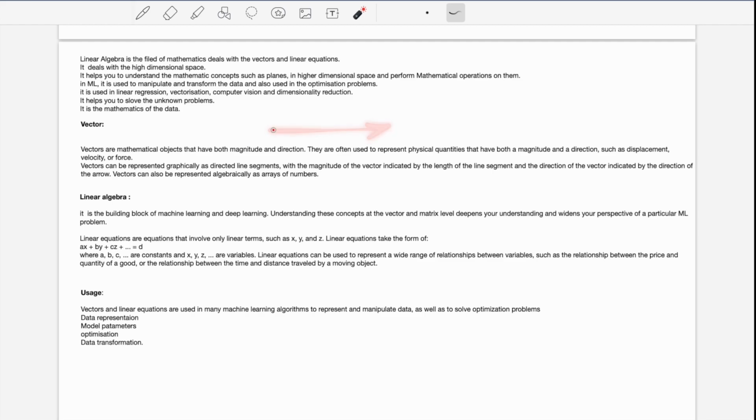Like it starts from one point and it goes to another point, with the magnitude of the vector indicated. I have given a brief over there. You can study; I'll give the notes in the description. Yes, vectors can be represented algebraically as an array of numbers.